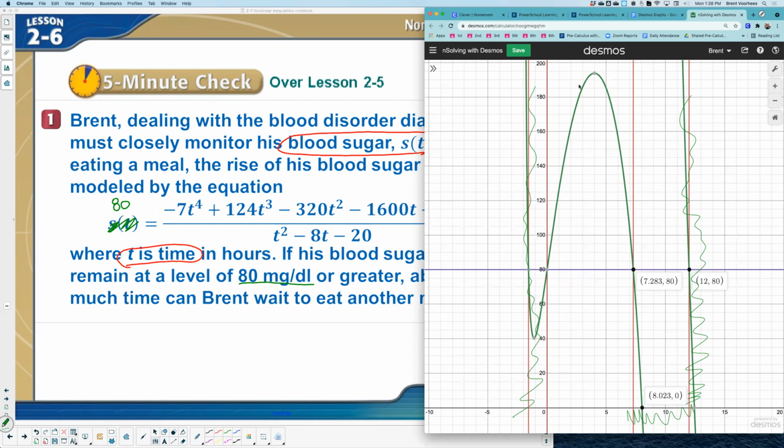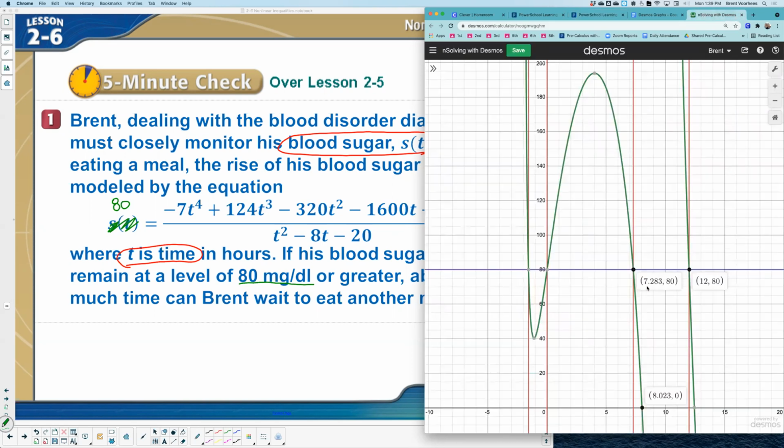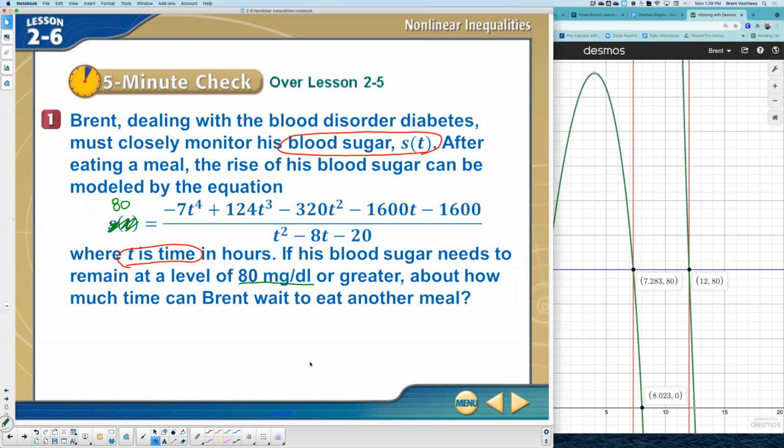And so this is the time I'm healthy. So I can wait up to 7.283 hours. If I look at my question 1, it says round your answer to the nearest 1/10 of an hour. 1/10 has 1 zero, a 10 has 1 zero, so that means 1 decimal. So if you're going to round that to 1 decimal, would it be 7.2 or 7.3? 7.3 would be the answer. I can wait up to 7.3 hours.